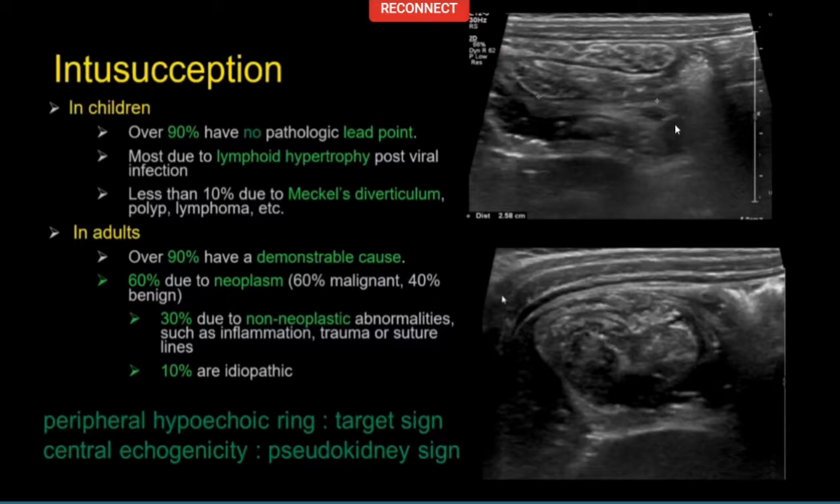However, the pathognomonic sign of intussusception will always be the target sign, which is a peripheral hypoechoic ring, and a central echogenicity will be the pseudokidney sign.